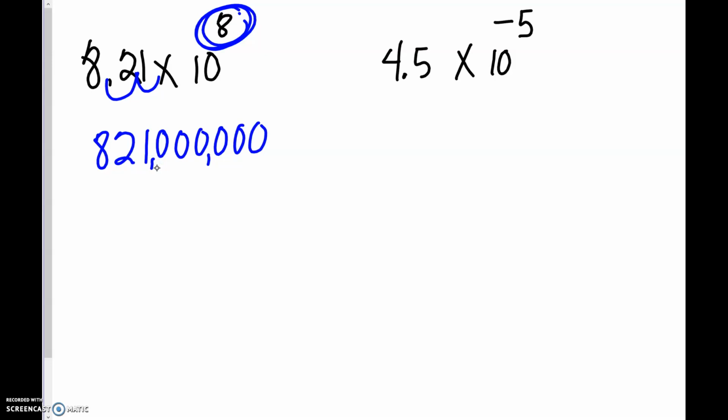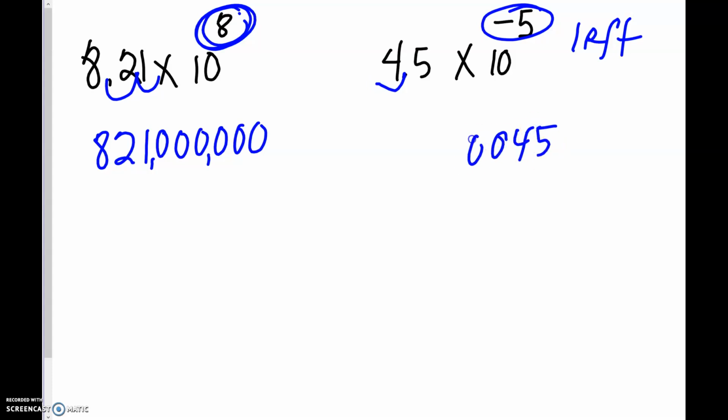And the last one here. So we have to move the decimal 5 places. And because it's negative, I'm going left. So here's 1, 2, 3, 4, 5, and put your decimal.